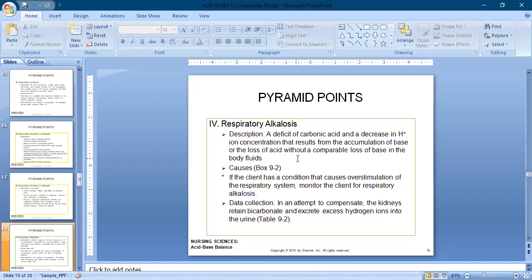But before going to the next level, I'm talking about respiratory alkalosis. The patient undergoes hyperventilation, respiratory alkalosis. Hyperventilation, why? Hyperventilation is due to maybe extreme anxiety, extreme restlessness.